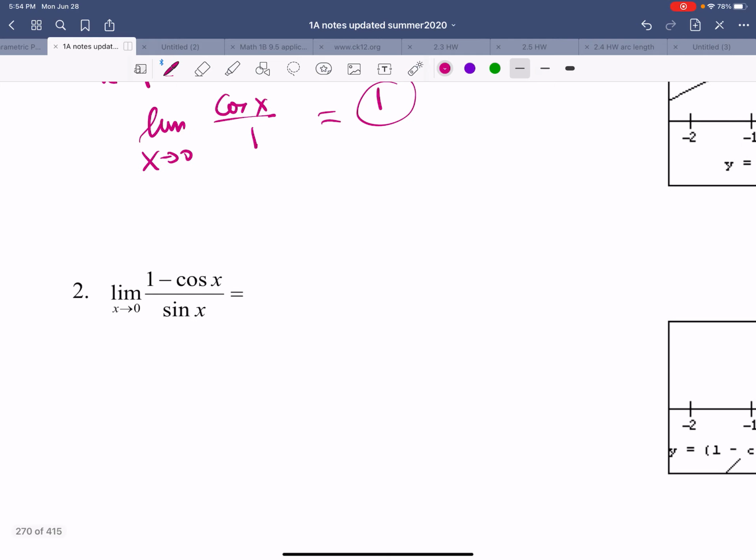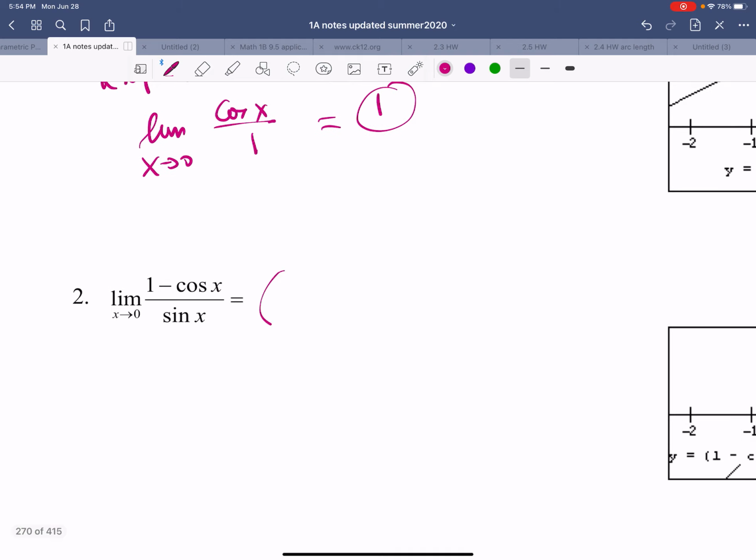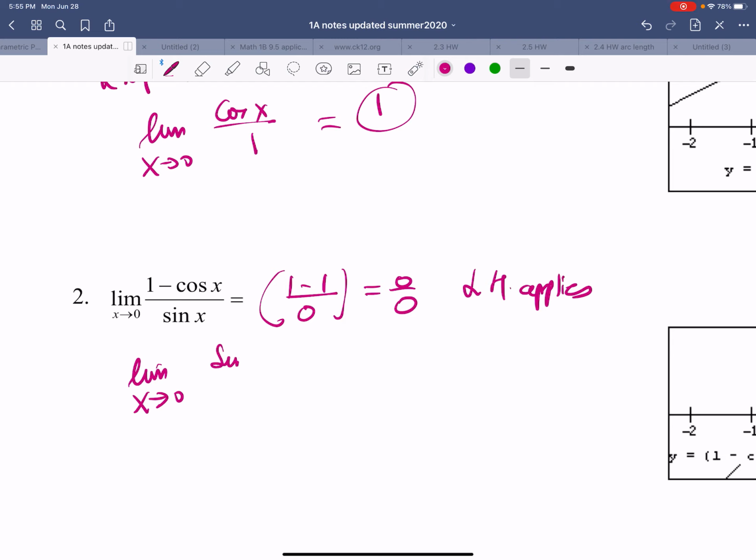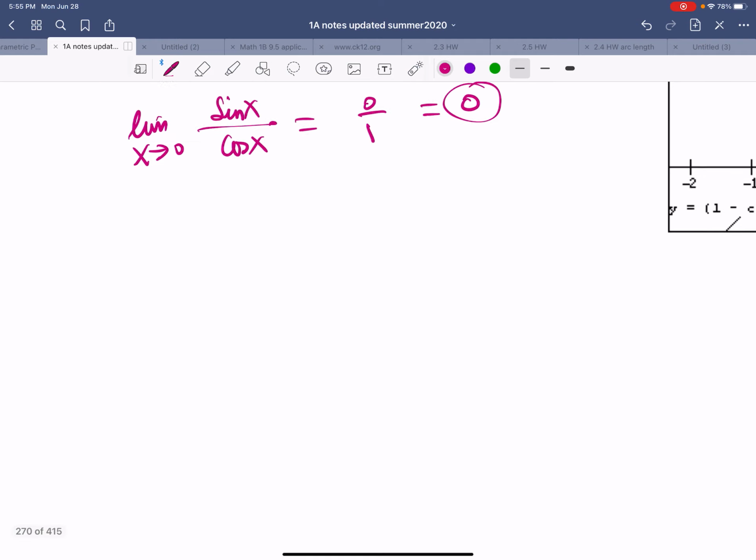Next, 1 minus cos x over sin x. Plug in x as 0, and you get 0 over 0 form. L'Hopital's rule applies. Take the derivative of the numerator, that would be positive sin x. Derivative of the denominator is cos x. When x goes to 0, sine of 0 is 0, cosine is 1. 0 divided by 1 is still 0.